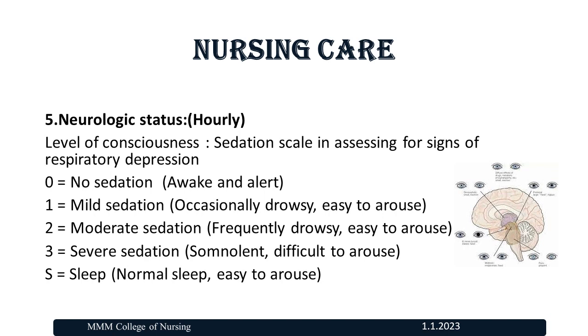If the score is a 2, moderate sedation, frequently drowsy, easy to arouse. Score of 3 means severe sedation, somnolent, difficult to arouse the patient. If it is an S, it means the patient is asleep, normal sleep, easy to arouse.